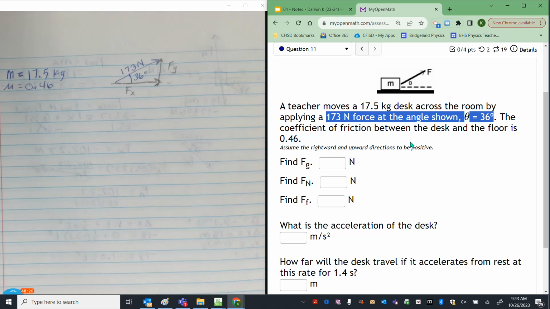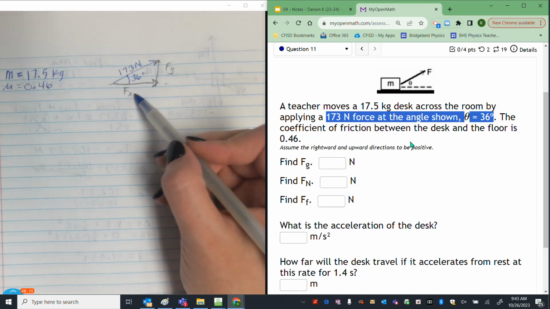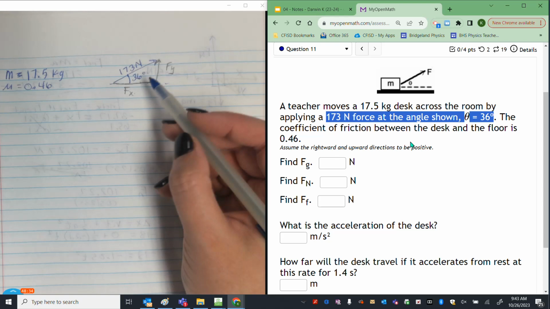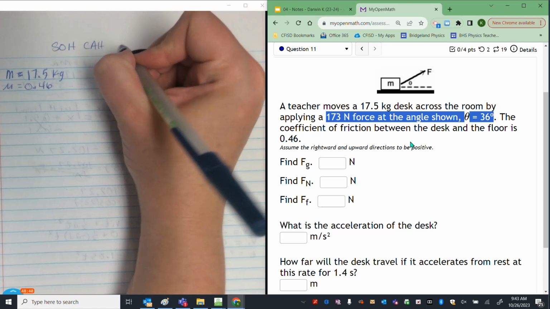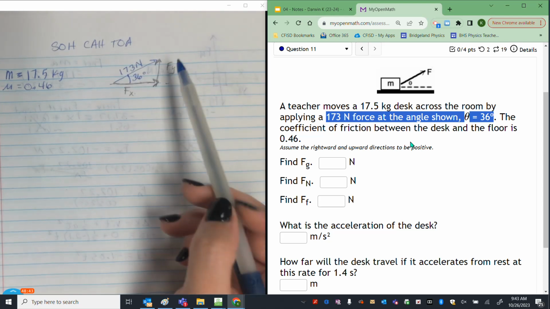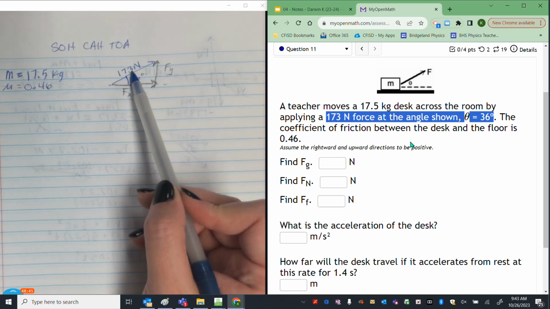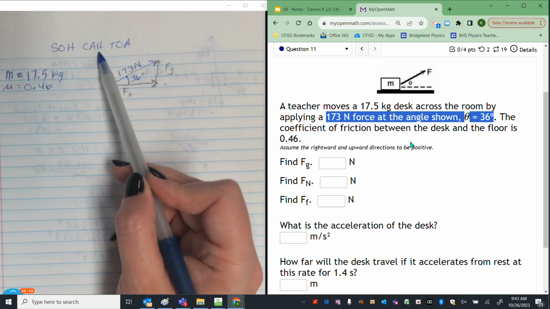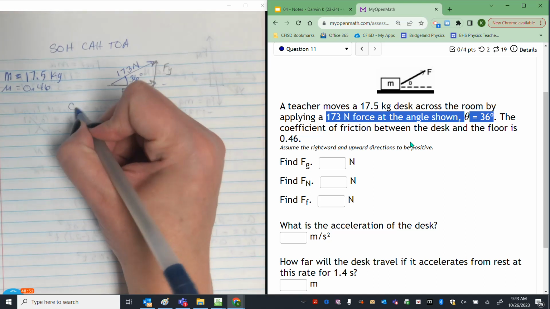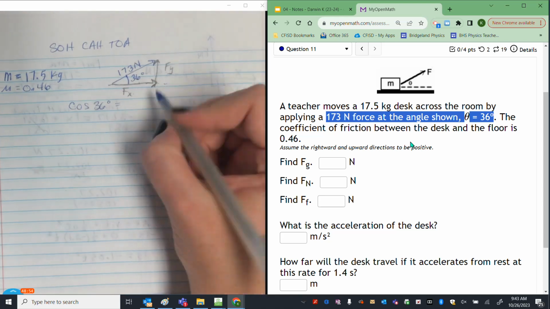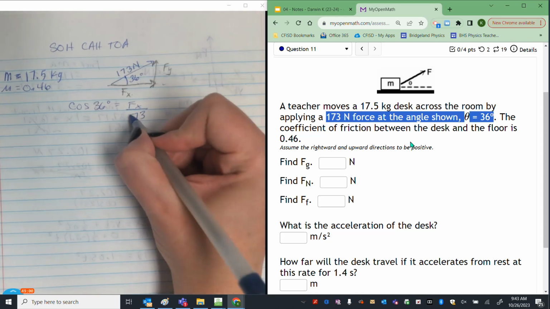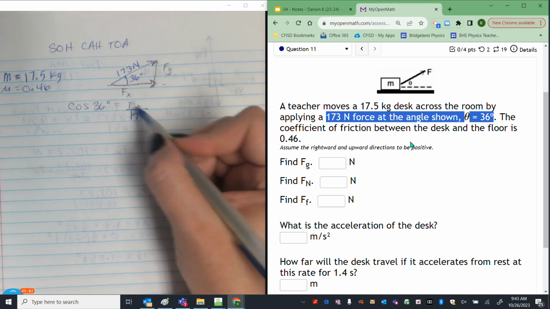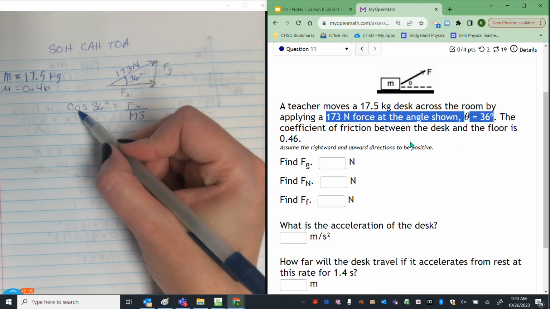If I want to solve for the x direction, it is adjacent to the angle. I have the hypotenuse. Again, if you look at that acronym, SOHCAHTOA, it helps you remember your equations, but I'm solving for adjacent. I have the hypotenuse. Adjacent and hypotenuse show up in the cosine equation. So we would say that the cosine of 36 degrees is equal to the adjacent side, that's f sub x, over the hypotenuse, 173. And so you end up multiplying 173 times cosine 36 to get your x component. So let's go ahead and do that.